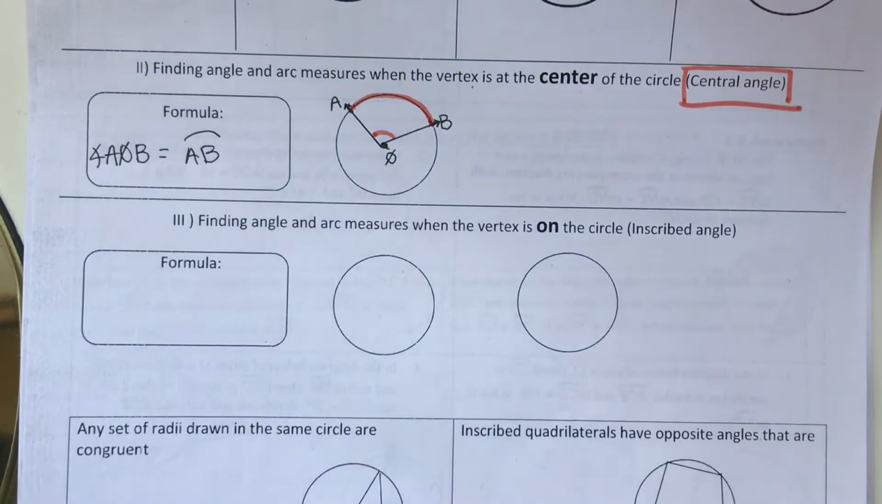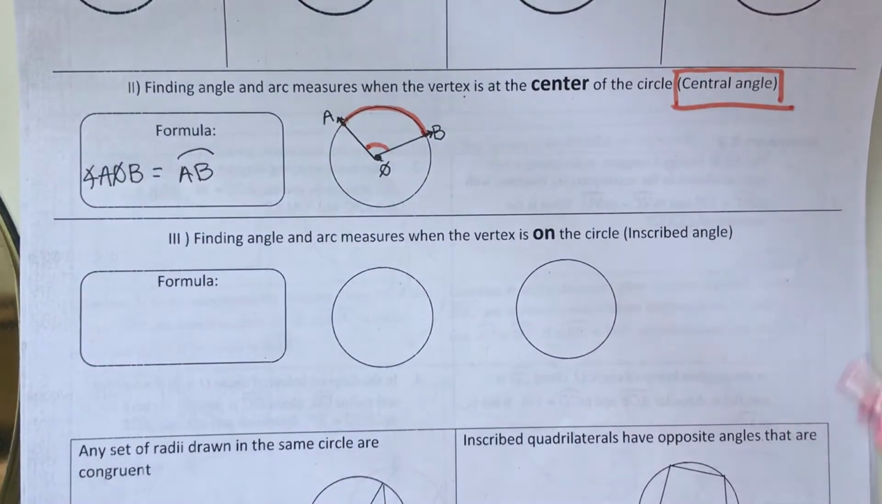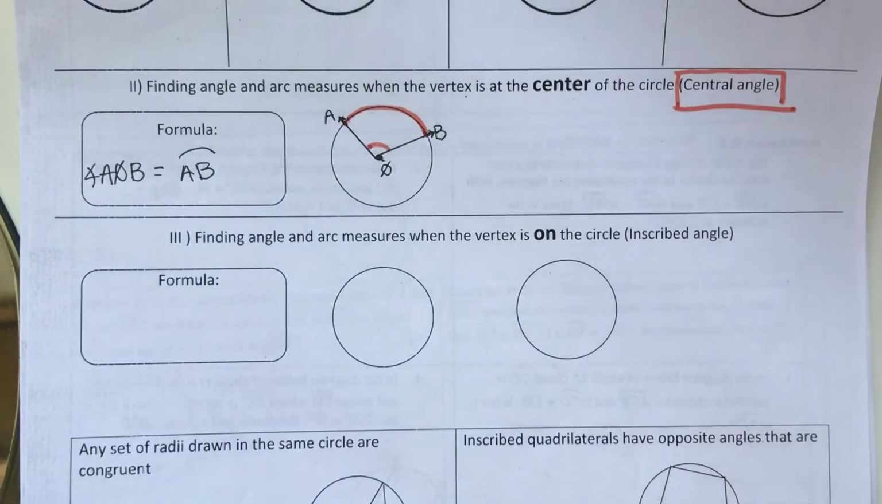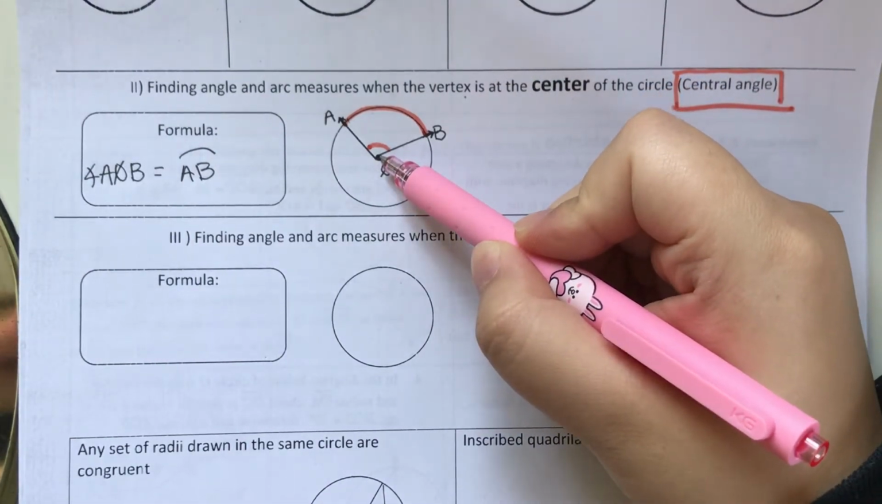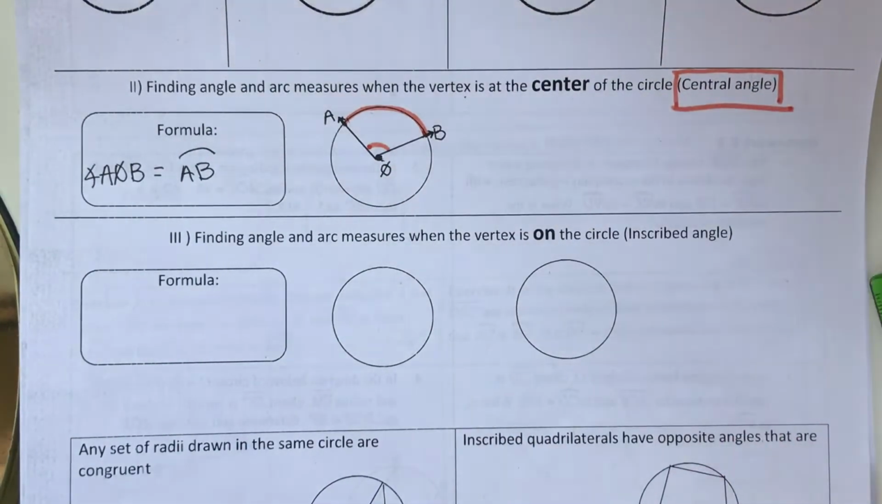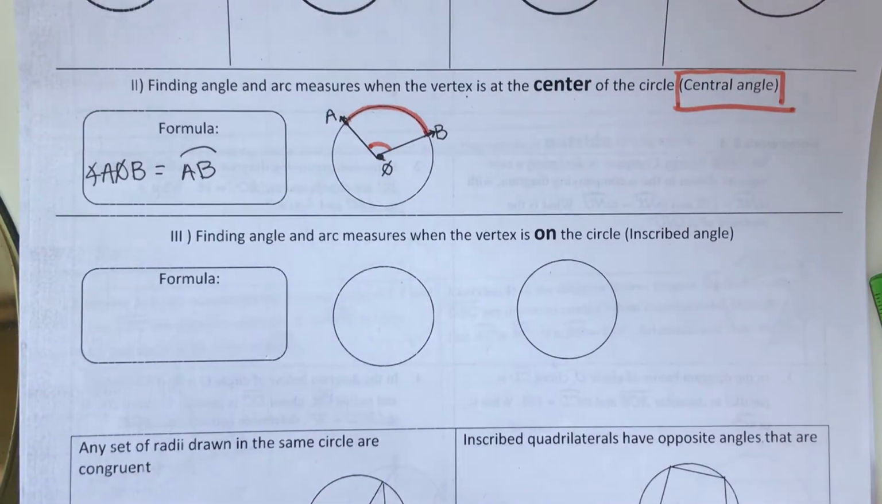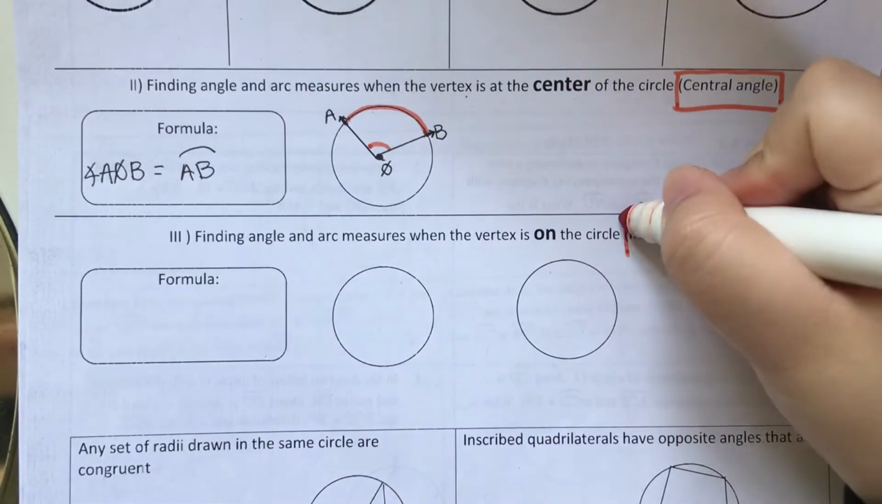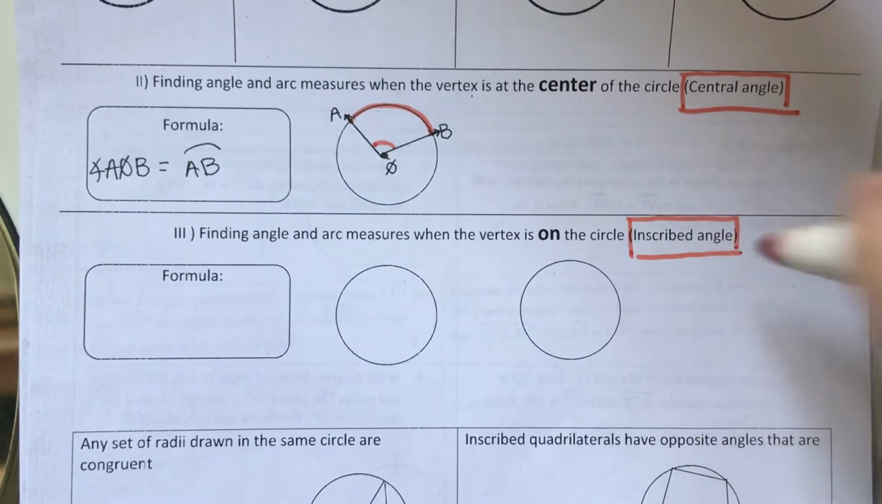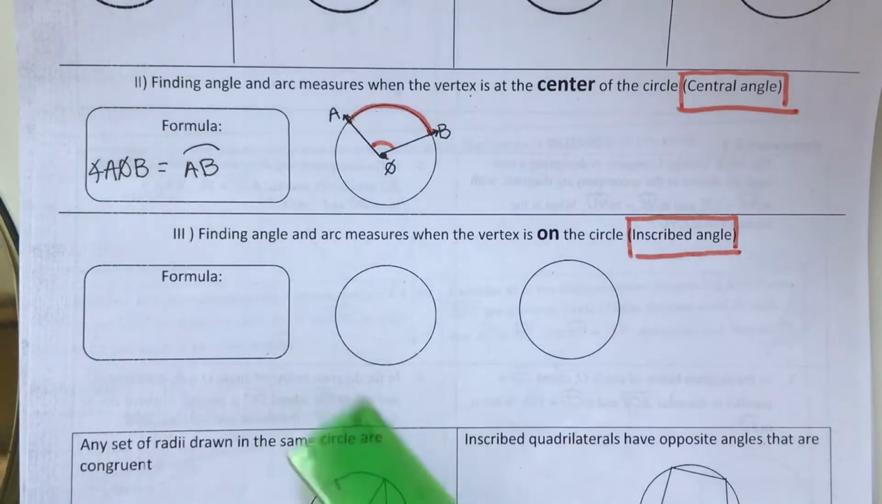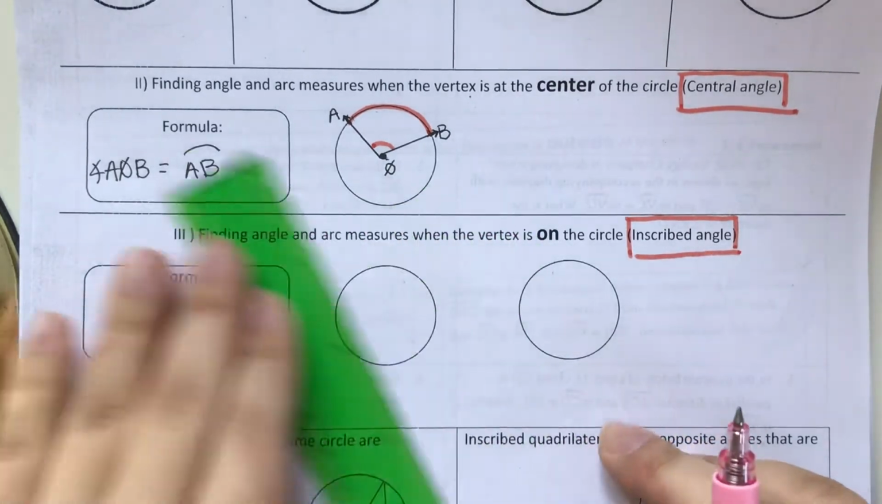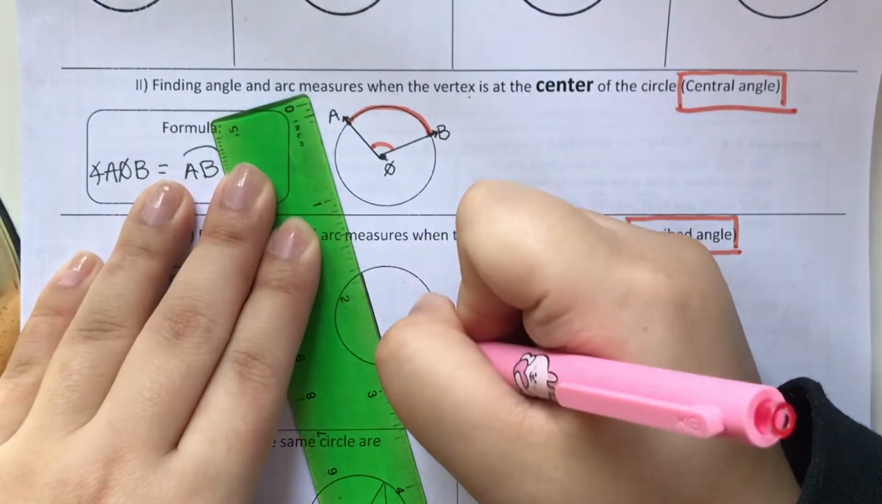Okay, so let's get to it. Yesterday, we learned about central angle. It's when the vertex is at the center, so we call it central angle. Today, we're going to learn something called inscribed angle. So this is another vocabulary. Inscribed angle, it's no longer at the center. The vertex is no longer at the center. With that being said, that means the vertex is going to be on the circle.